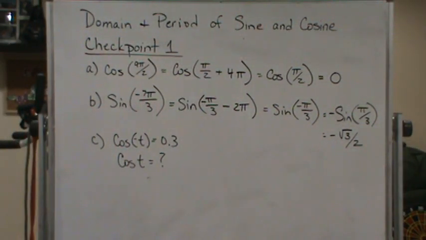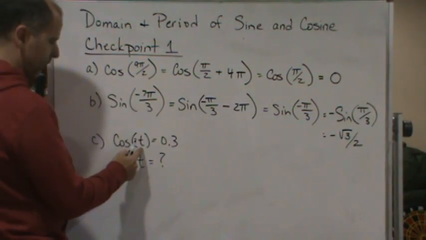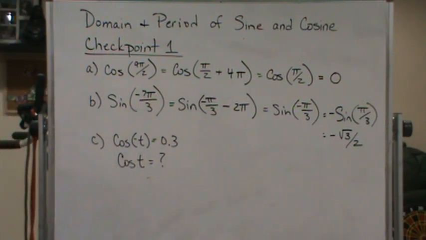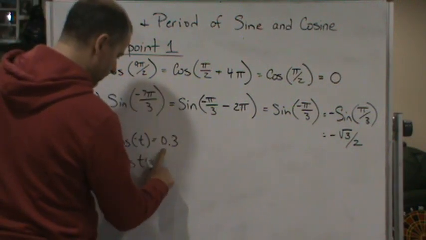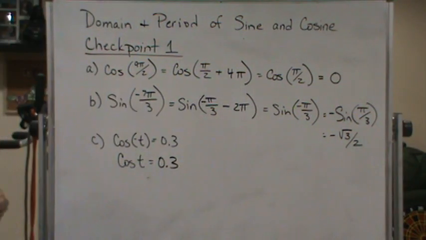Okay, now this one here, cosine, we are given that cosine of negative t is equal to 0.3, and we want to find cosine of t. Well, this is where we're going to use the fact that cosine is an even function, and so the cosine of negative t is equal to the cosine of t, so this is also going to be 0.3.